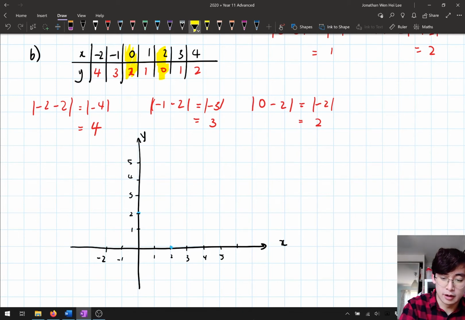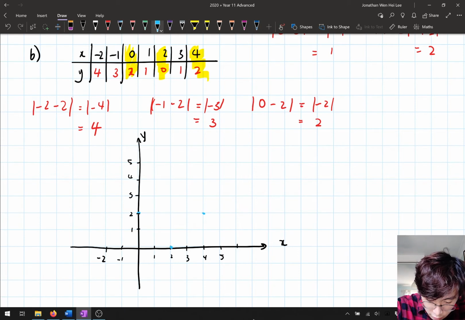I'm going to chuck on an extra point at 4, 2, just so it lines up with that first point. Okay, so here we go. Okay, so we've got our 3 points. I'm just going to line them up and draw the line that goes through it. So, let's see if I can draw this accurately. I can. Here we go.